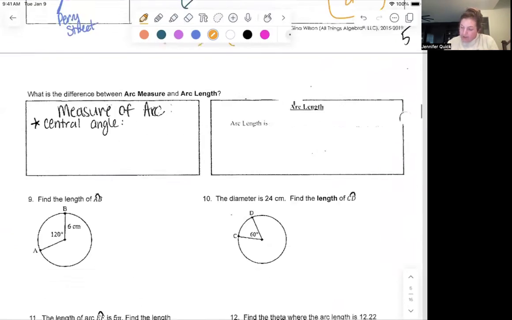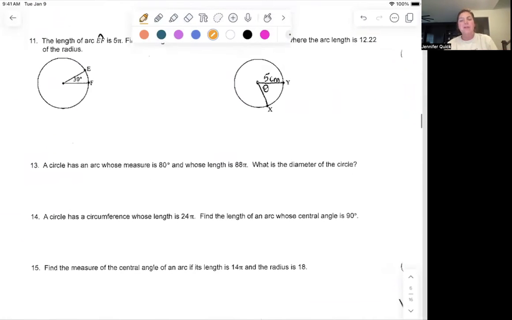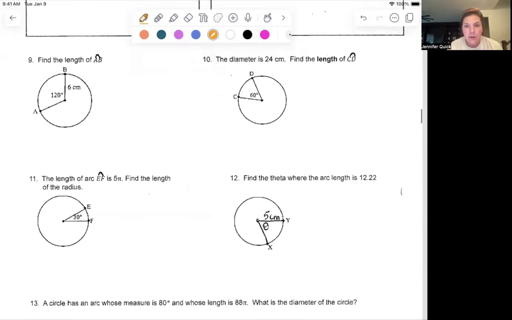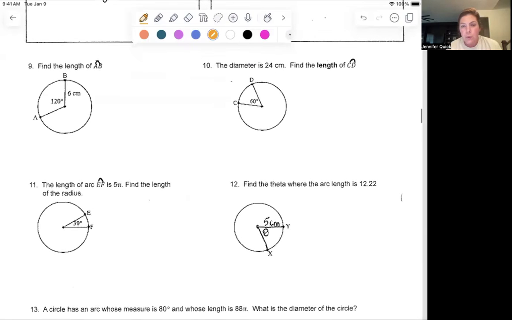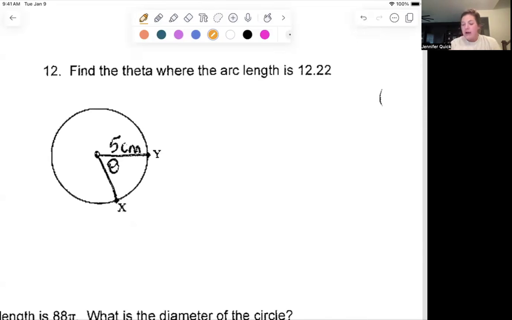All of that is still arc length. So you could go in and practice a gajillion million more of those. You would solve for different pieces of the puzzle. So I'm going to pick number 12. Now, theta we haven't maybe seen. Theta is an unknown angle. The unknown angle is what I'm going to be solving for.